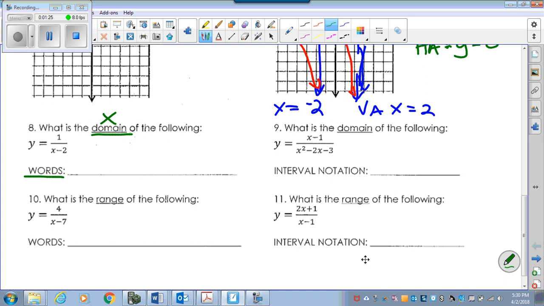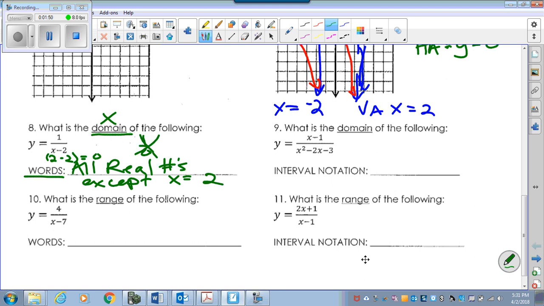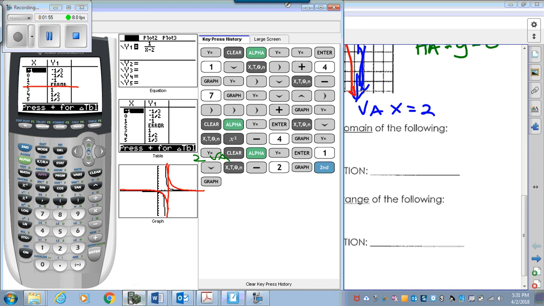So if we're going to do it in words, we'd say all real numbers except x equals positive 2, right? Because if I have a positive 2 here, 2 minus 2 equals 0, and I would be dividing by 0. That would be 1 over 0, and you cannot divide by 0, and you see that in your table. All right, when x gets to 2, you can see that there is an error. So that tells you what the domain cannot be.